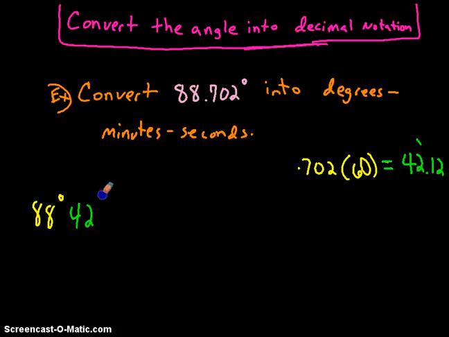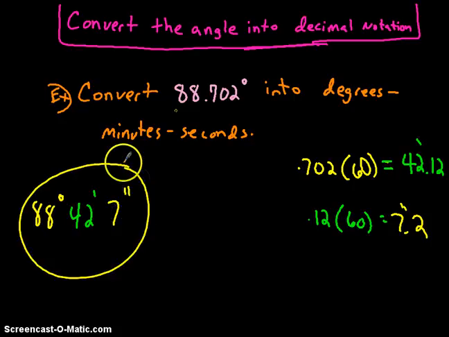You only need 1 apostrophe for minutes. And then you should find out how many seconds is 0.12 minutes. So 0.12 times 60, and you should have wound up with 7.2. So that's 7 seconds. And that's it. 88.702 degrees is equivalent to 88 degrees, 42 minutes, 7 seconds. And that's pretty much the end of that topic.